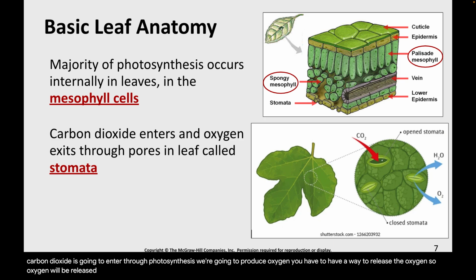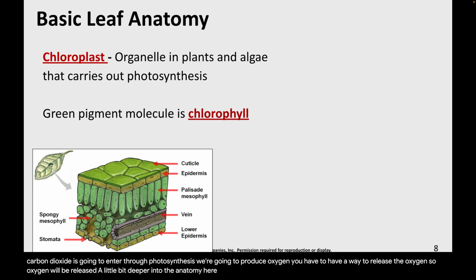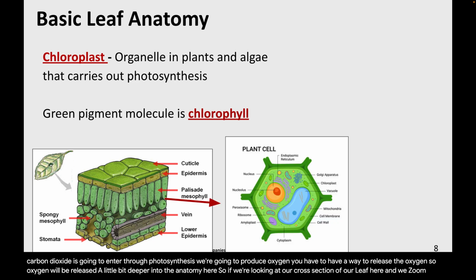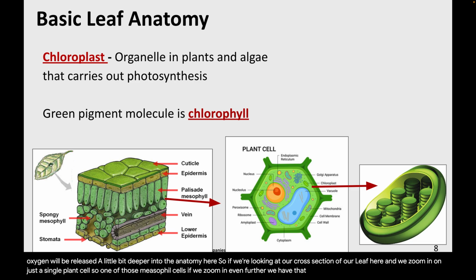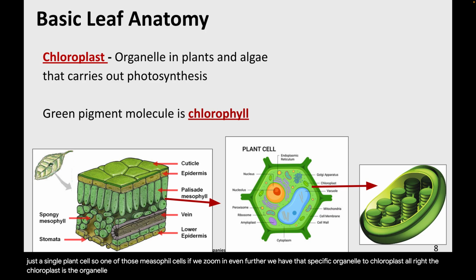We're going to go a little bit deeper into the anatomy here. If we're looking at our cross-section of our leaf and we zoom in on just a single plant cell, so one of those mesophyll cells, and then zoom in even further, we have that specific organelle, the chloroplast. The chloroplast is the organelle that carries out photosynthesis. We have talked about this in the first unit.